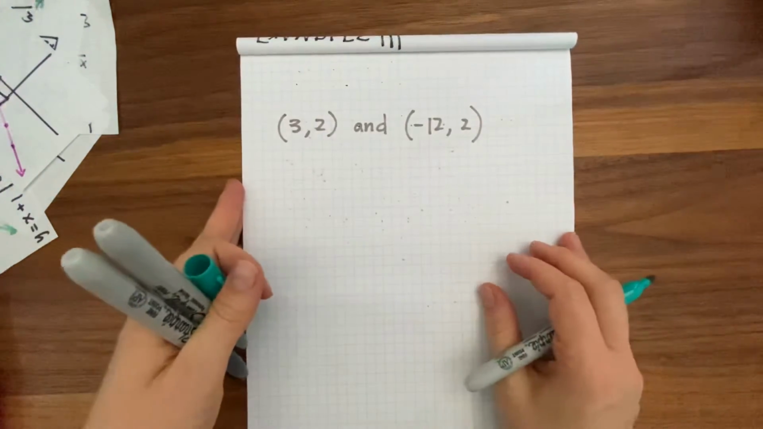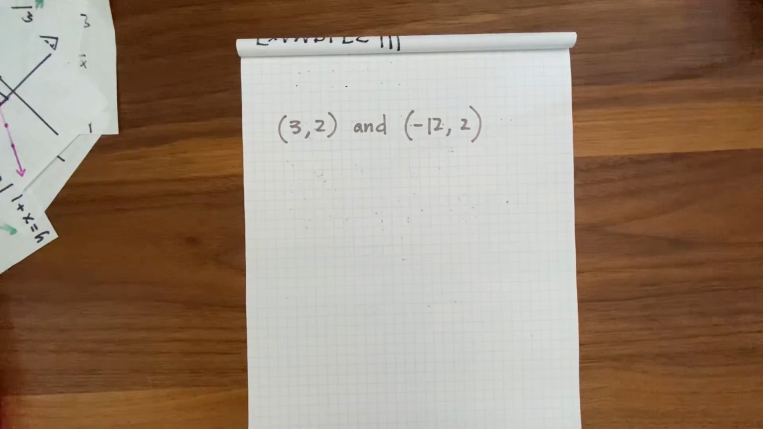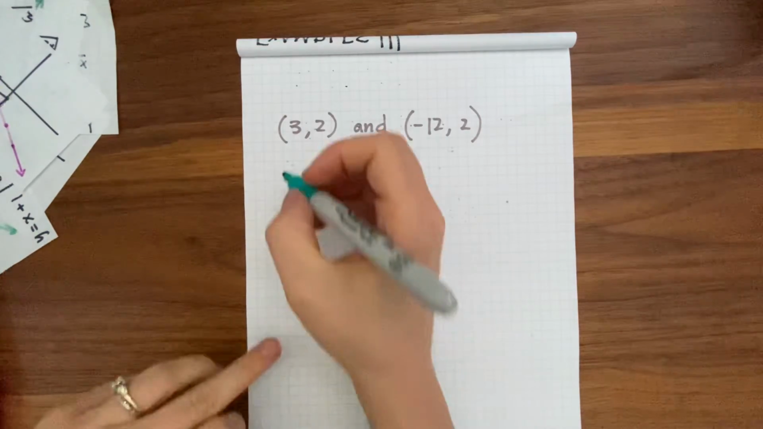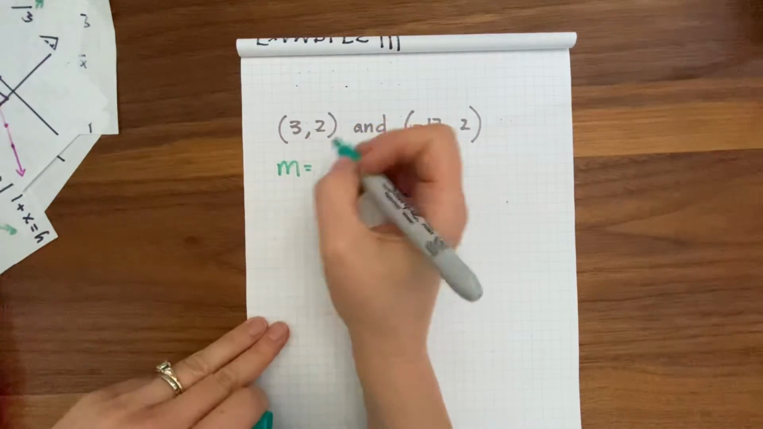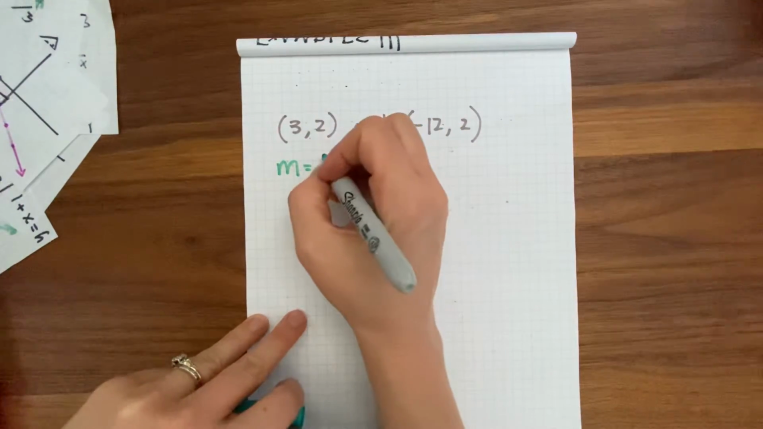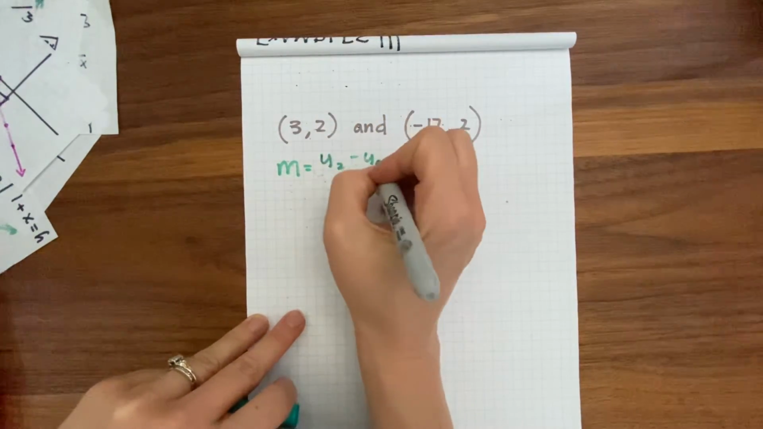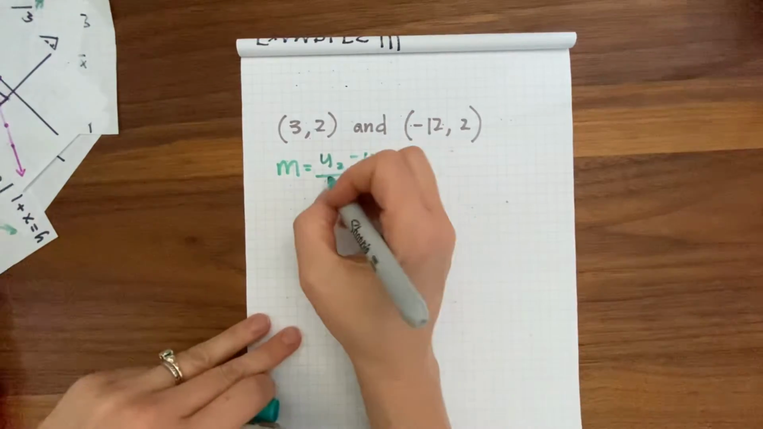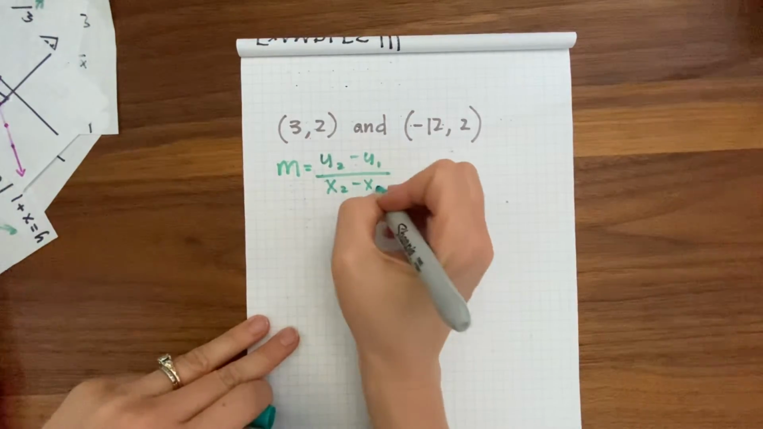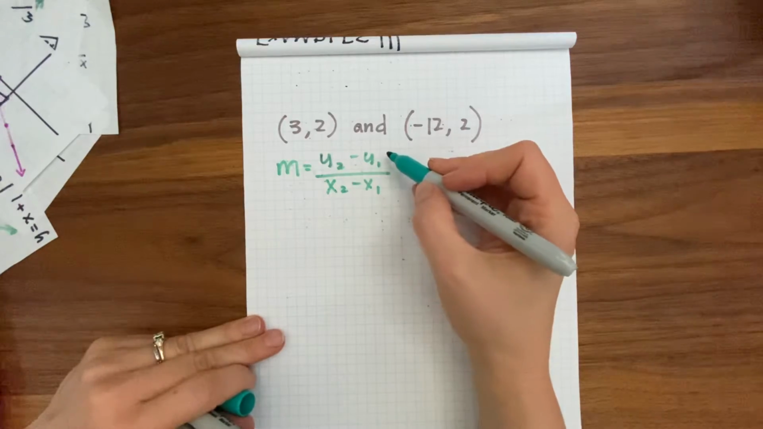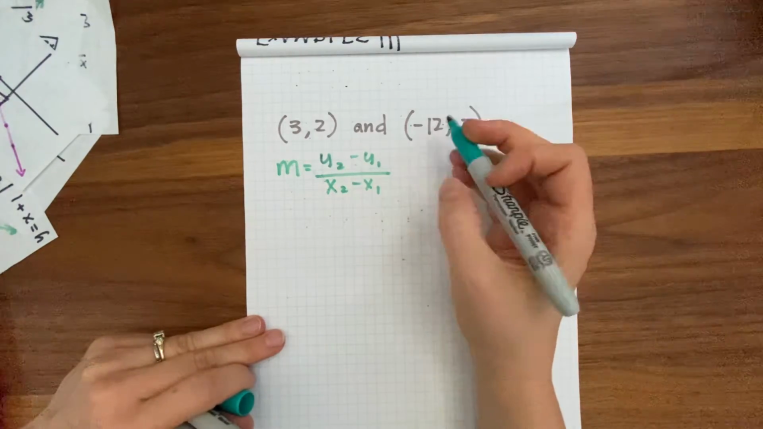This one's got a little trick to it. How about the point 3, 2 and the point -12, 2? We're going to find the slope of the line that goes through those 2 points. And we're going to use our formula. Slope equals the change in the y, y2 minus y1, over the change in the x's, x2 minus x1. How much we go up and how much we go to the right.